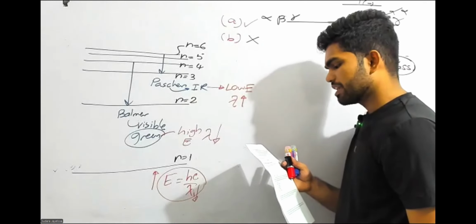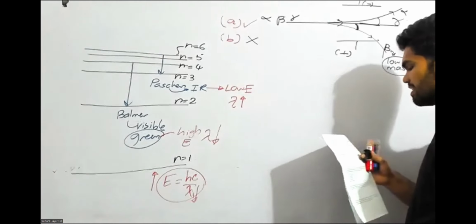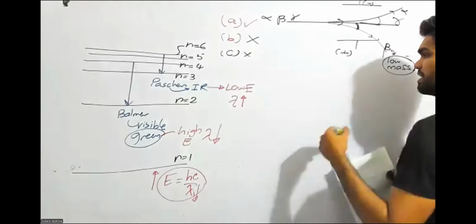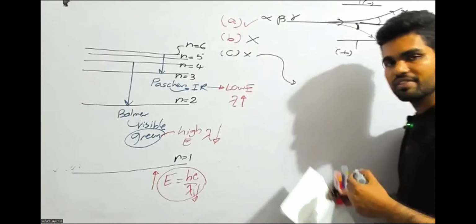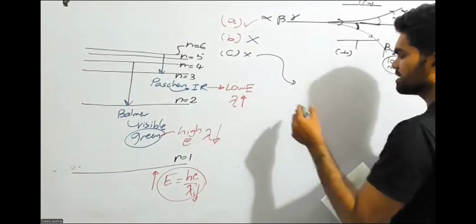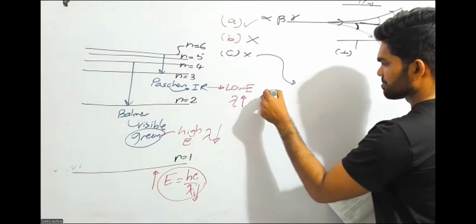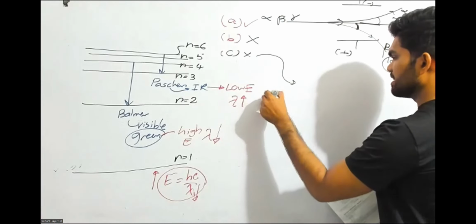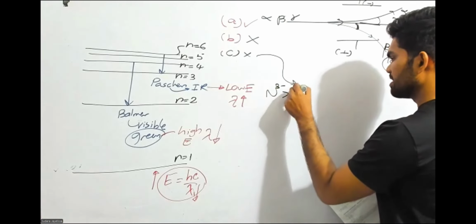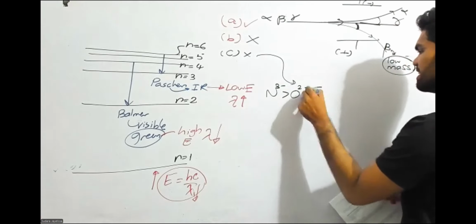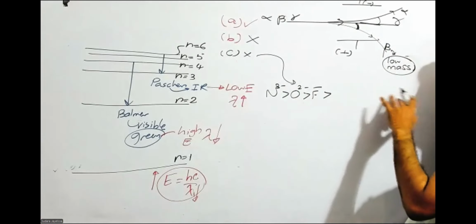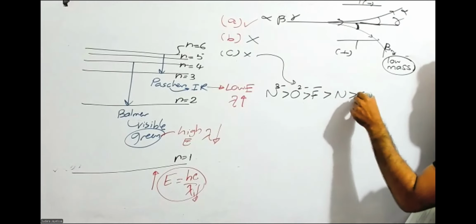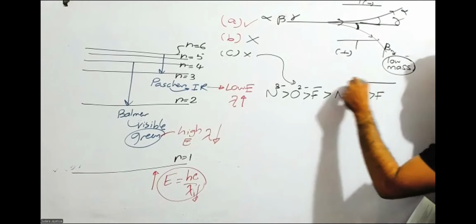What about C? The atomic radius of oxygen is greater than the ionic radius of F minus. That is also wrong. About radius, we studied several important points. Remember, you learned that anions have larger radii than the same parent atoms. Even F minus is larger than nitrogen. As a fact, you remember this.